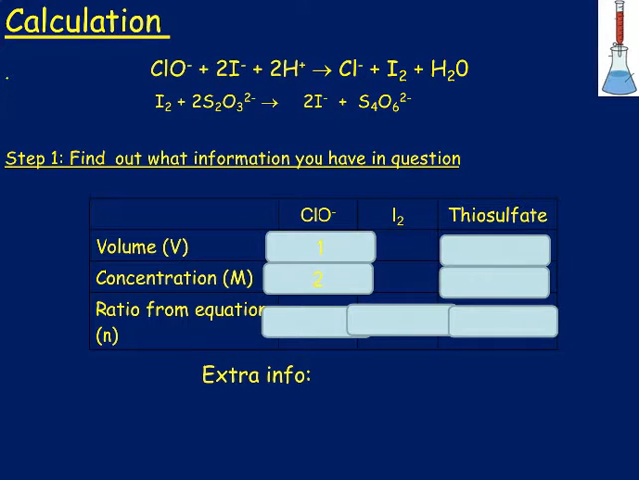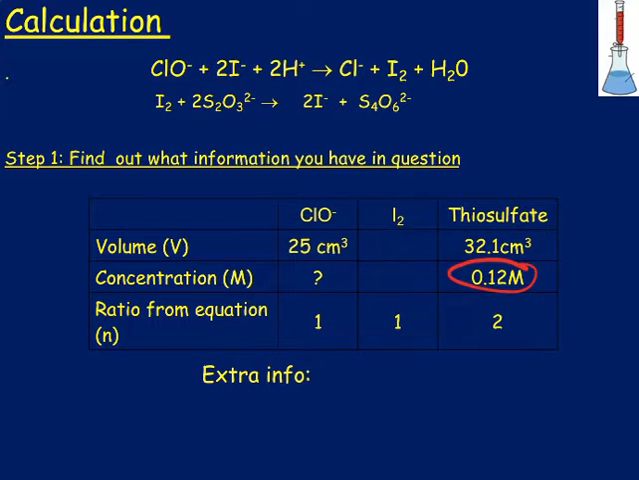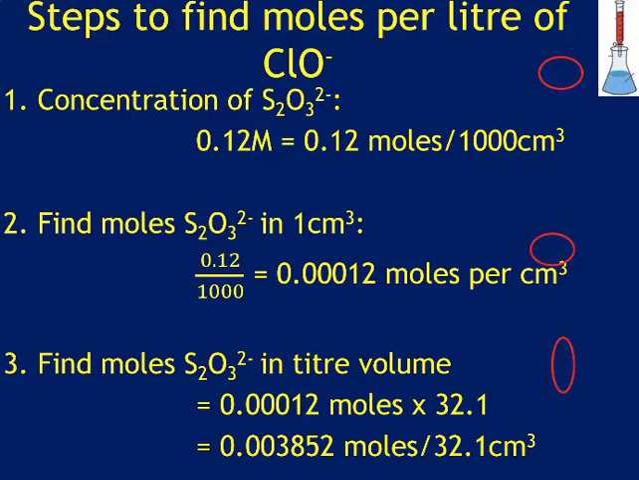So this is what our table will look like. This is the information that you should have written in. And it goes without saying that this is going to be our way in. The extra information from the question is the dilution, so it's going to give us a dilution factor of 10. And we hit our maths the way we've always hit our maths. So the 0.12 moles is equivalent to 0.12 moles per 1,000. We convert that to 1 centimeter cubed by dividing 0.12 by 1,000. We then figure out what is the moles of thiosulfate at our endpoint. So we multiply moles per centimeter cubed by the titer volume. So that gives us down here.